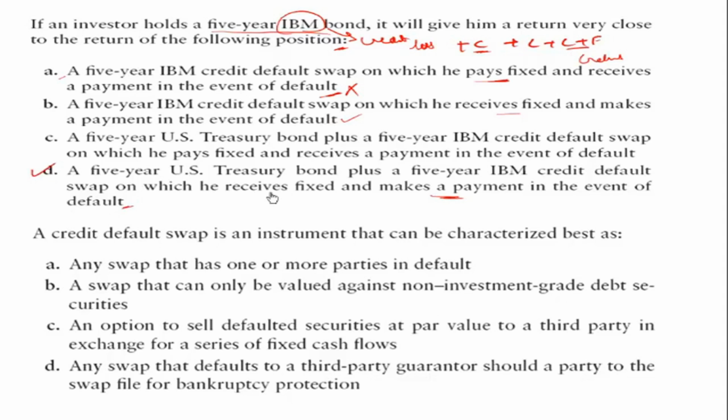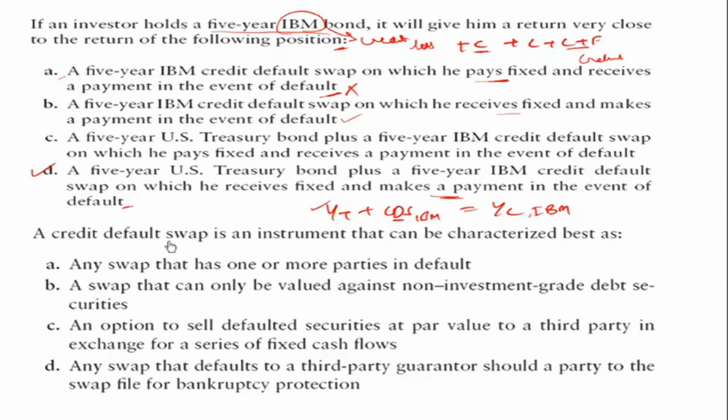So if he takes a treasury bond plus a credit default swap on the IBM reference asset or the reference bond, then it is the same as holding the IBM bond. Because even in the IBM bond, you get fixed payments and there is risk of credit default. So if I've bought a treasury and I've simultaneously shorted or sold a credit default swap, then it gives me the same payout.